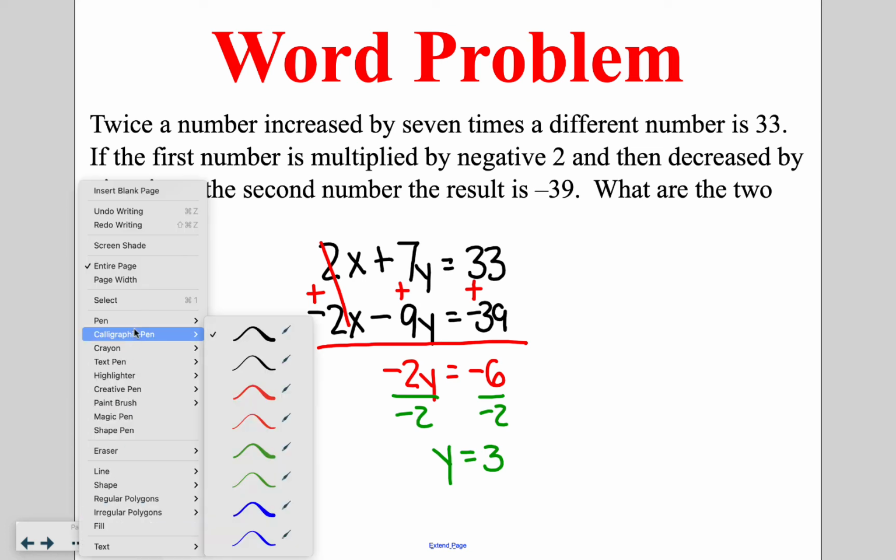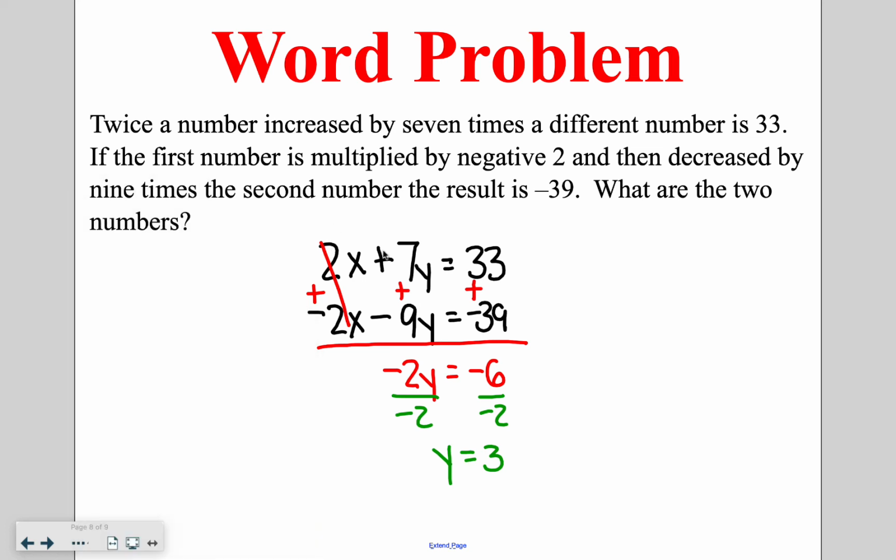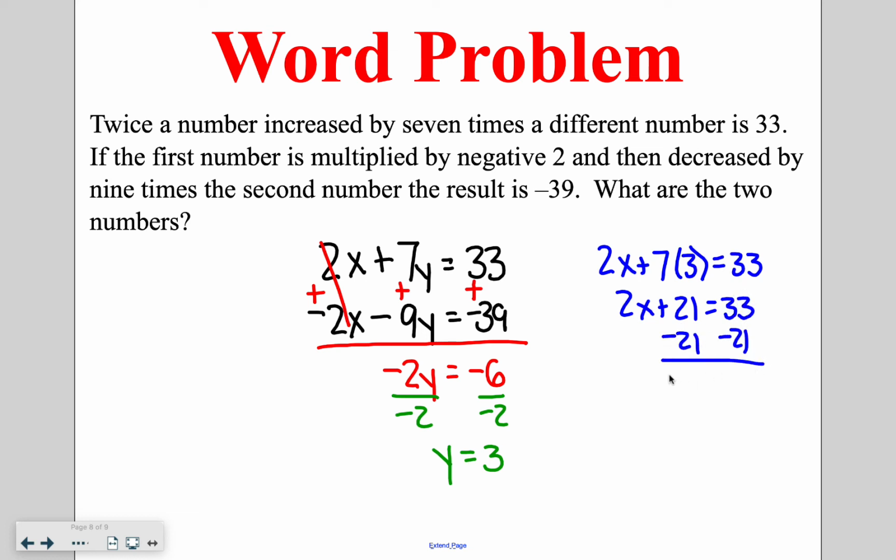I'm going to plug that in. I can choose either equation. I'm going to choose the top one. So I've got 2x plus 7 times 3 is equal to 33. So that gives me 2x plus 21 is equal to 33. Subtracting 21 from both sides, I end up with 2x is equal to 12. And then I'm going to divide by 2 on both sides and get that x is equal to 6.